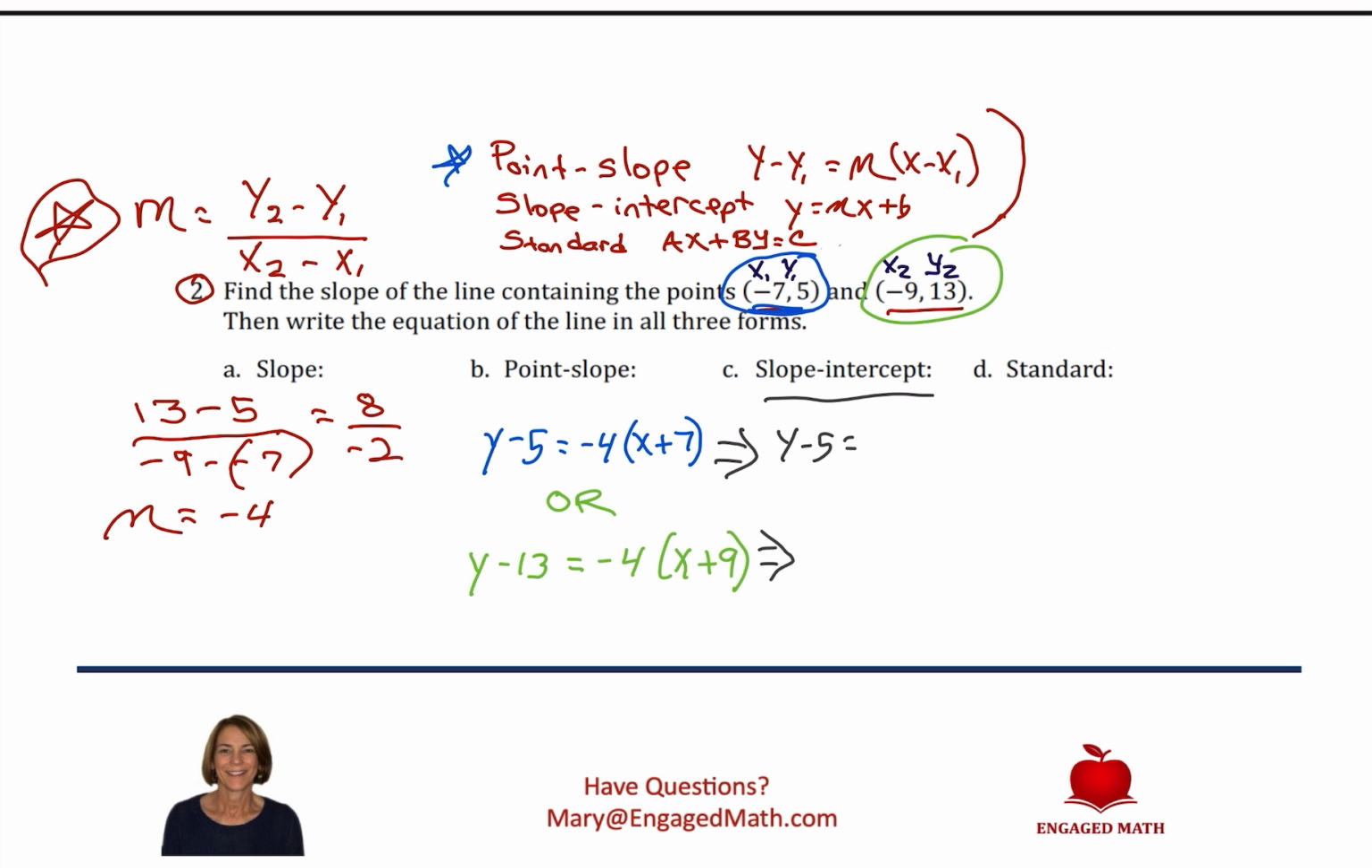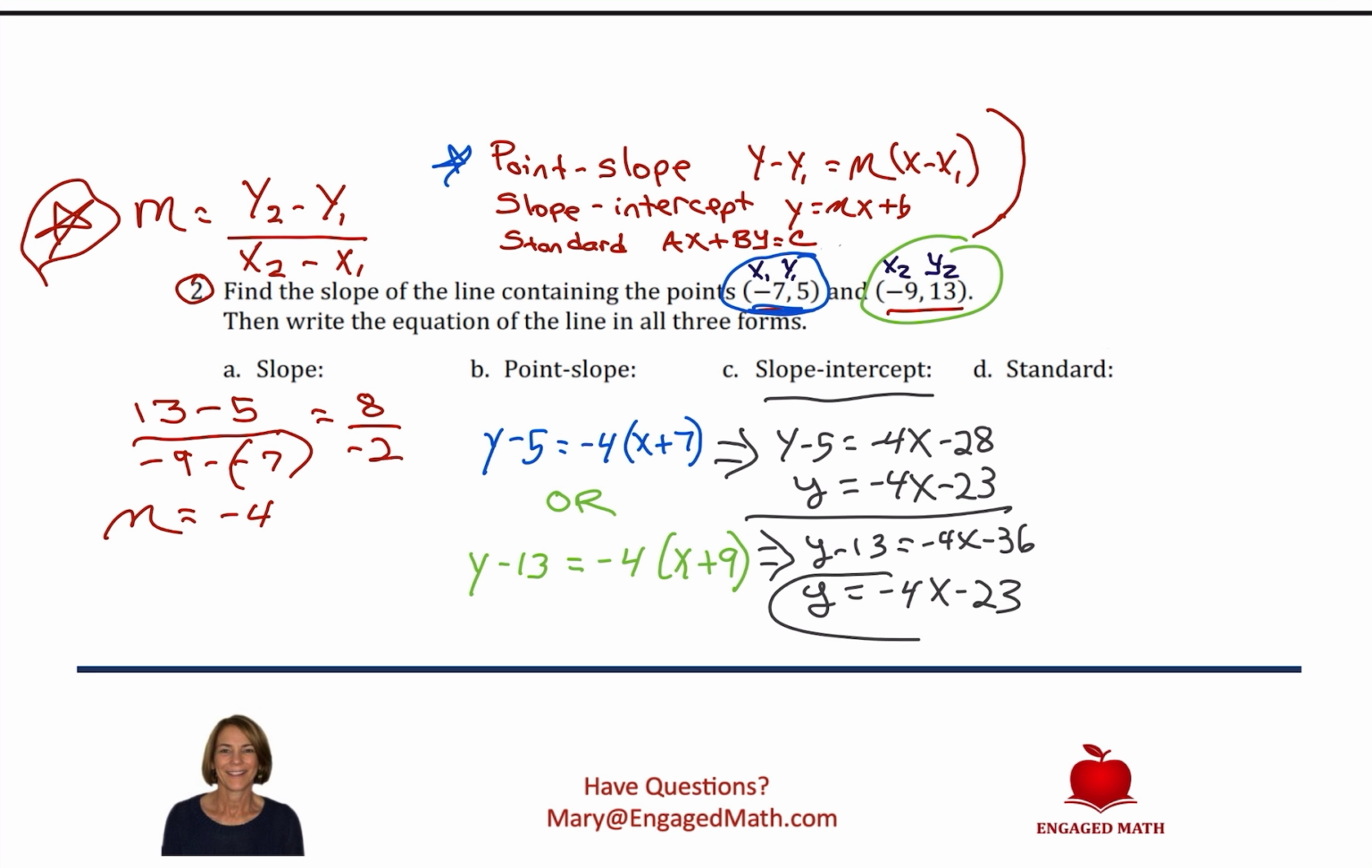Y minus 5 equals, I'm going to distribute that negative 4. So I have negative 4x minus 28. And then simply, we're going to add that 5 to both sides. So I have y equals negative 4x minus 23. If I had used the other line, the green, I would have simply had y minus 13 equals negative 4x minus 36. And when we add the 13, we'll once again get y equals negative 4x minus 23, the exact same equation as we got above. So either way that you want to write it in point slope form, you'll get the same slope intercept.